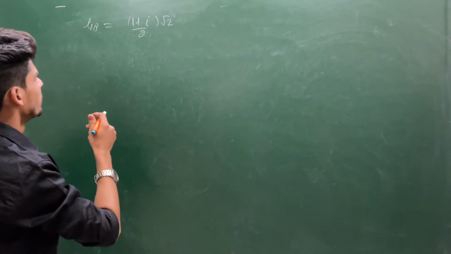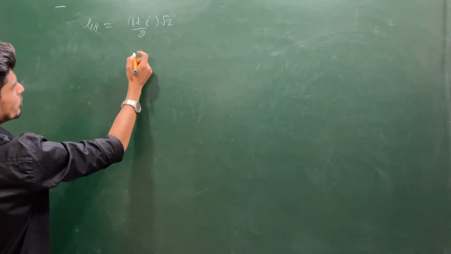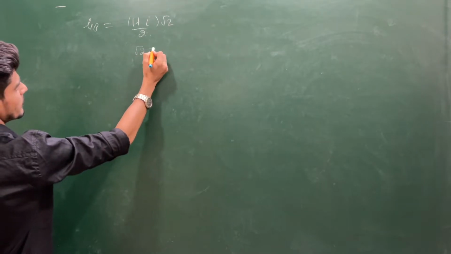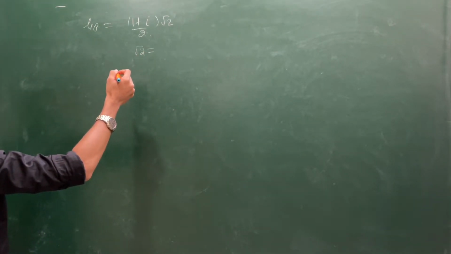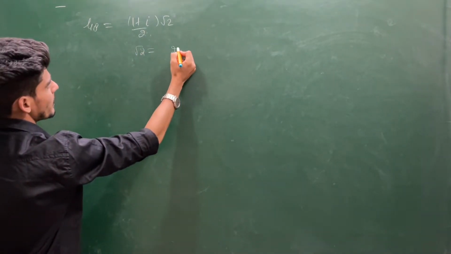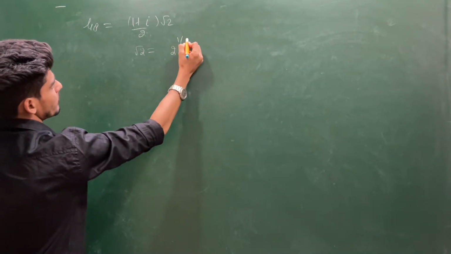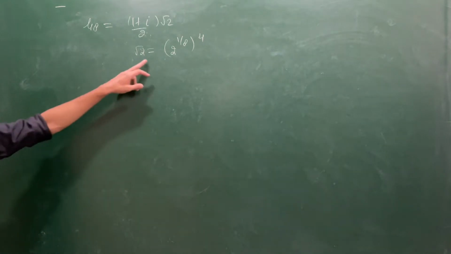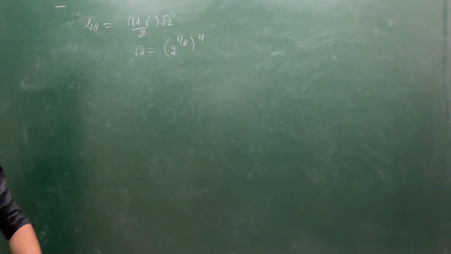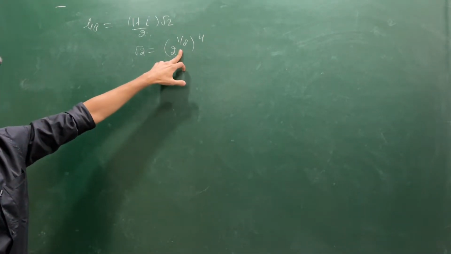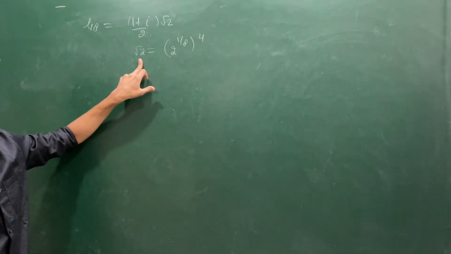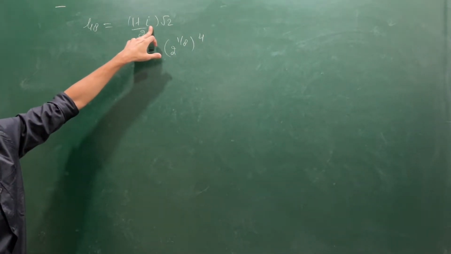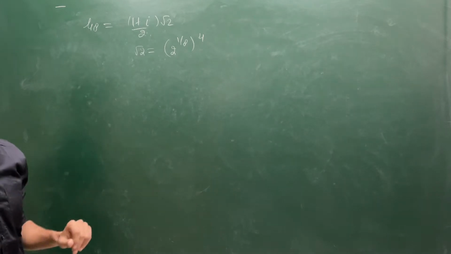And can I say this square root of 2 is nothing but 2 to the power 1 by 8, to the whole power 4. So I can say, if I have an image of 2 power 1 by 8, I have the image of this root 2. If I have the image of iota, I have actually the image of this zeta 8.